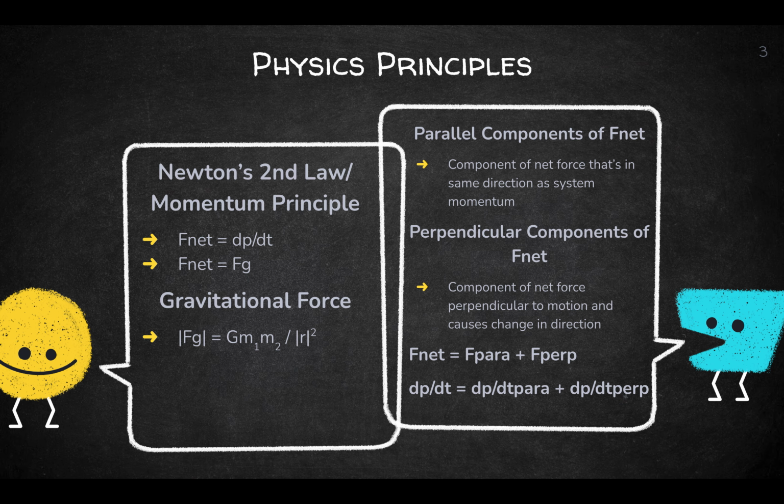The parallel component is in the same direction as the system's motion, which will be either causing an increase or decrease in the system's speed. The perpendicular component is perpendicular to the system's motion, which will be causing a change in direction of the system. Now, with these two components, we can add them together to find the net force of the system. And with the net force of the system being equal to the change in momentum over change in time due to Newton's second law, we can say the same for the change in momentum over change in time with its parallel and perpendicular components.